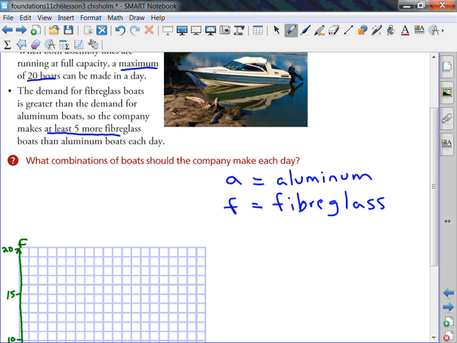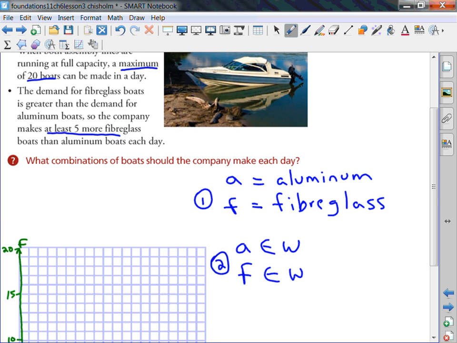Step 2 is to determine if there are any constraints on the variables. We're talking about boats here. We can't have a negative number of boats, nor can we have a fraction of boats. So what we're going to write in this case is that A is an element of the whole number system because we need a whole number of aluminum boats, and F is an element of the whole number system because we need a whole number of fiberglass boats as well. So here's step 1, here's step 2.